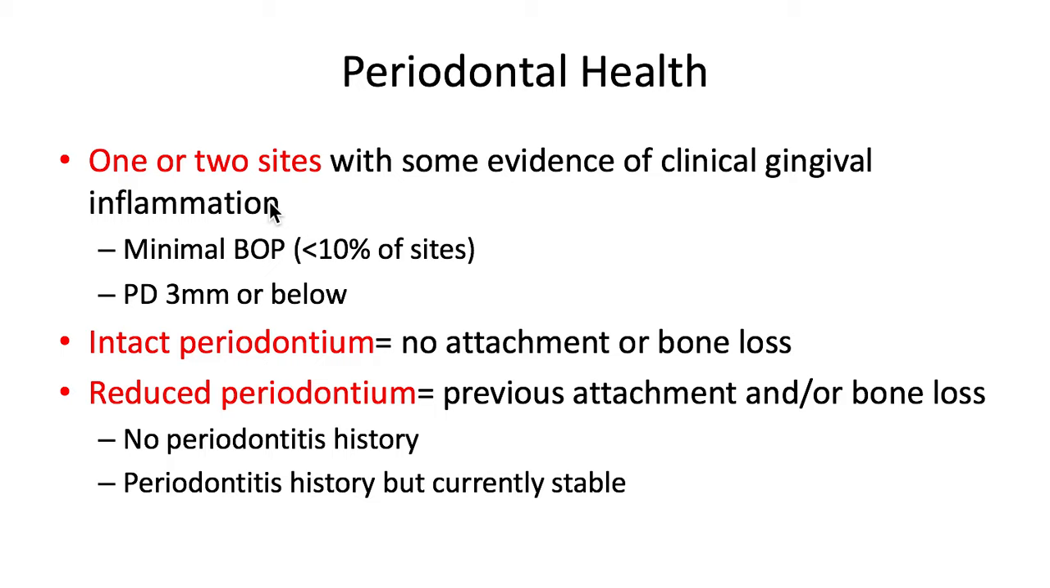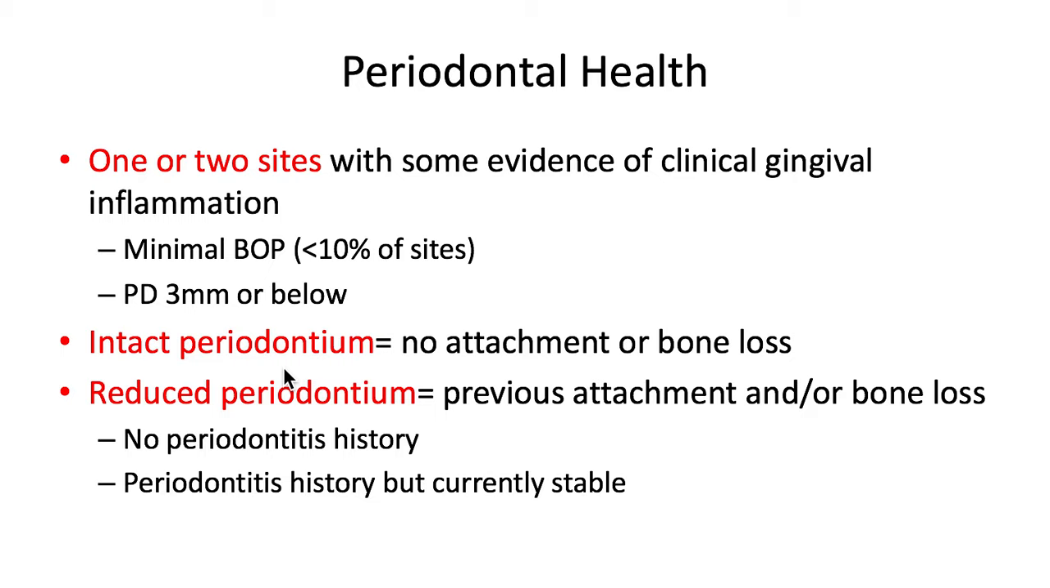These things describe maybe 1 or 2 sites with some evidence of clinical inflammation, but generally, overall, this is a situation of health. Now, this can happen on either an intact or a reduced periodontium, so let's define those real quick. An intact periodontium is one with no loss of periodontal tissue. A reduced periodontium is a periodontium with pre-existing loss of periodontal tissue, but, and this is important, is not currently undergoing loss of bone or connective tissue.